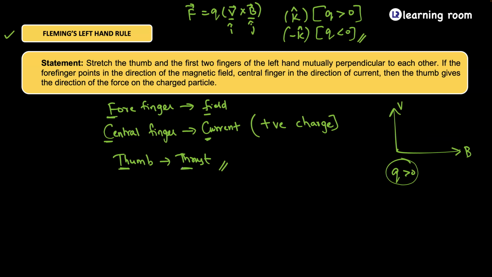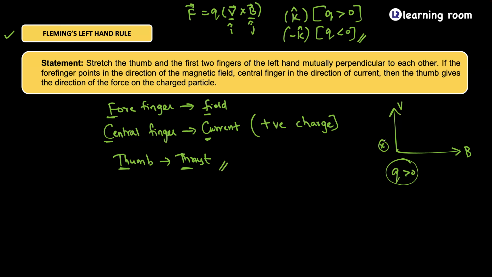Whenever you need to find the unknown, there will be two known quantities. Suppose I take this example: I know the direction of velocity and magnetic field. So I'll go from the forefinger, placing it in the direction of the field. Then extend the central finger and adjust it so that it is in the direction of the current, which means the direction of positive charge. The charge is positive. So I placed these two and extend the thumb. That gives you the direction of the magnetic force. In this case, the magnetic force is going to be into the plane.